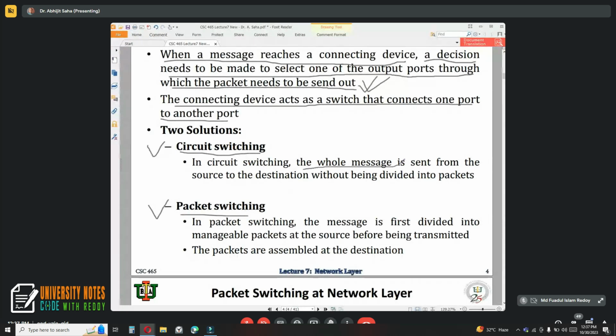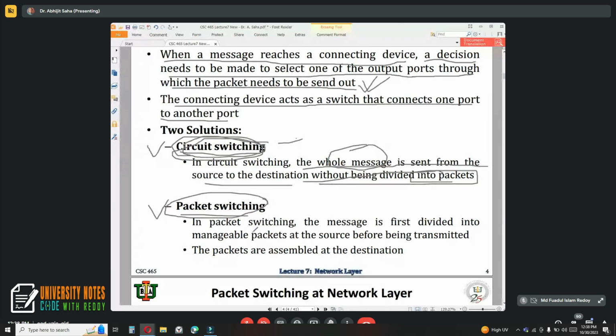In circuit switching, the whole message is sent from the source to the destination without being divided into packets. That means in circuit switching the message is sent intact; it is not broken down into smaller pieces. One of the best examples of circuit switching is the landline phone. When you are talking over a voice call, you are actually using circuit switching. So the landline phone can be the example of circuit switching.